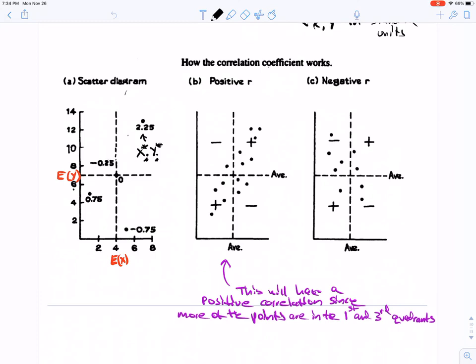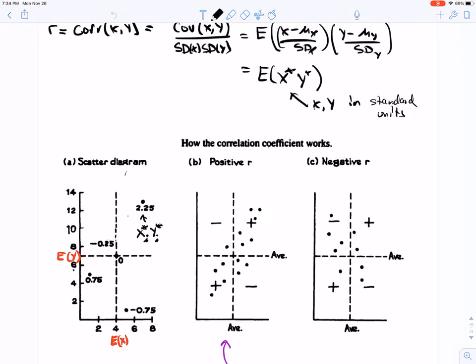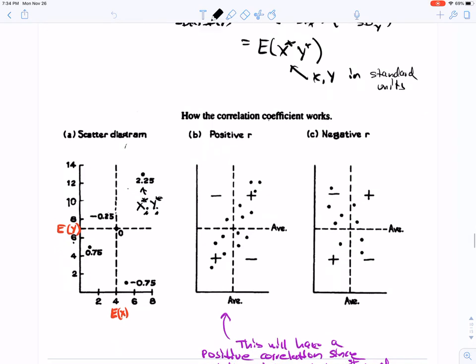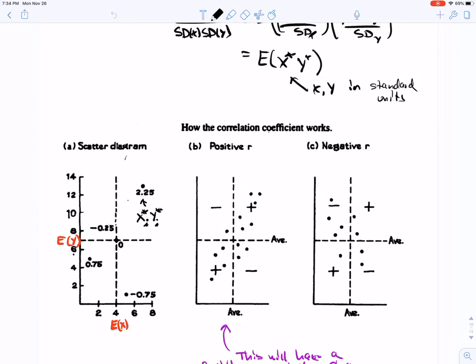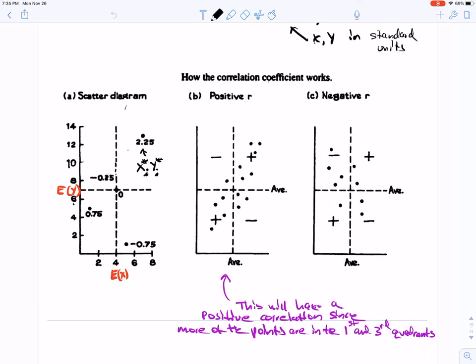So if you look in this second picture here, you can see that a scatter diagram with a positive correlation has mostly positive x star y stars, and so the expectation of this, which is just the average, because each point is equally likely, we're going to get mostly positive numbers, and so we get a positive R. If it's downward sloping, then we'll have a negative correlation because we have mostly negative x star y star products.